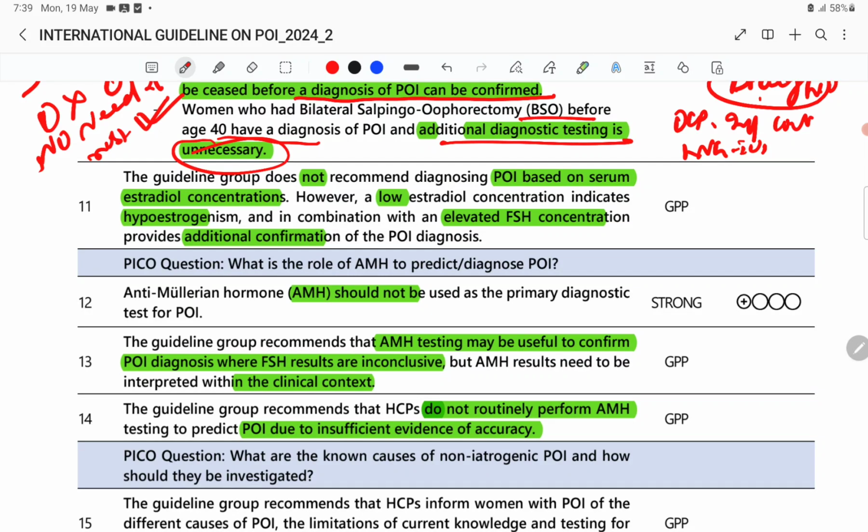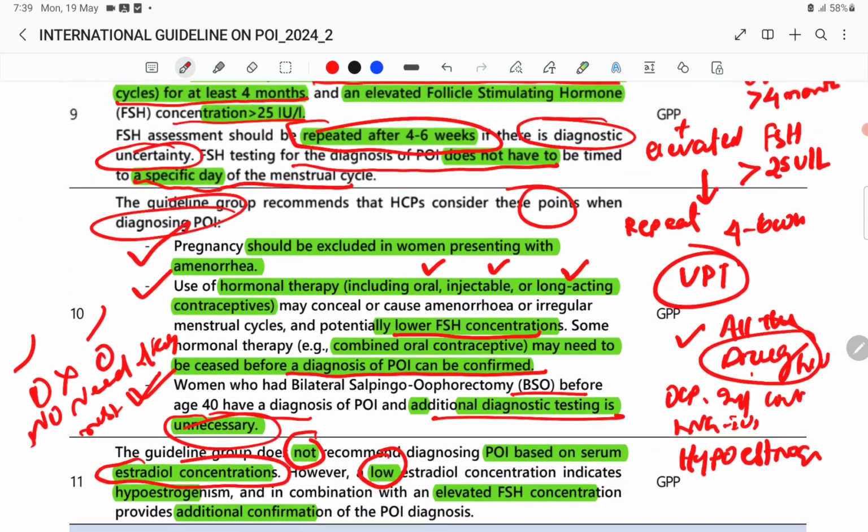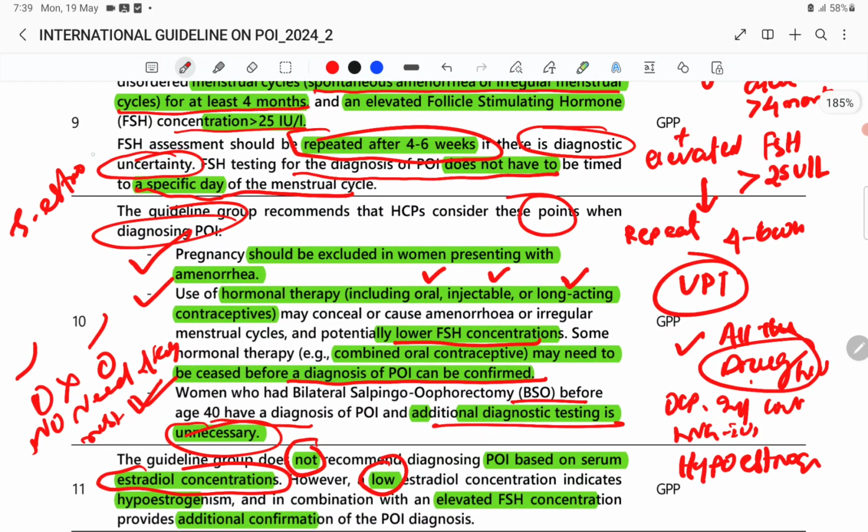The guideline group does not recommend diagnosing POI based on serum estradiol. Basically the diagnosis is not based on the serum estradiol concentration; it doesn't recommend doing a serum estradiol to diagnose a case. So should estradiol level be used for diagnostic criteria? No, that is wrong.